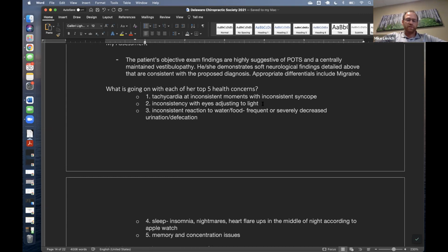And then heart flare-ups in the middle of the night, according to the Apple Watch, is something that we're also saying is dysregulation. And the memory and the concentration issues are going to be medial temporal lobe stuff. So we're seeing a bunch of different things that all fire together, that all come together to say that we have a few points. We don't have like 30 different things that seem to be unrelated. We've got like one significant pattern that needs to be rehabilitated.